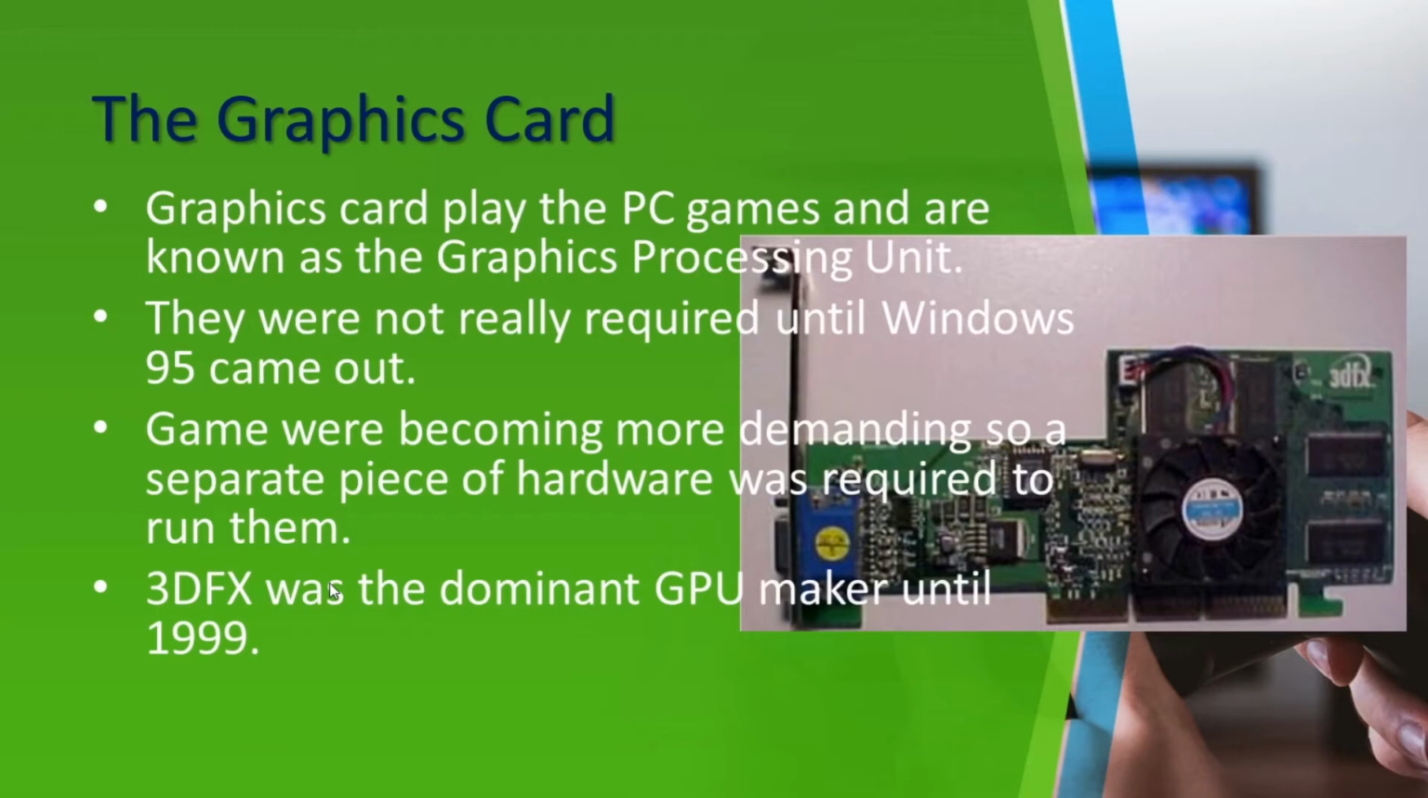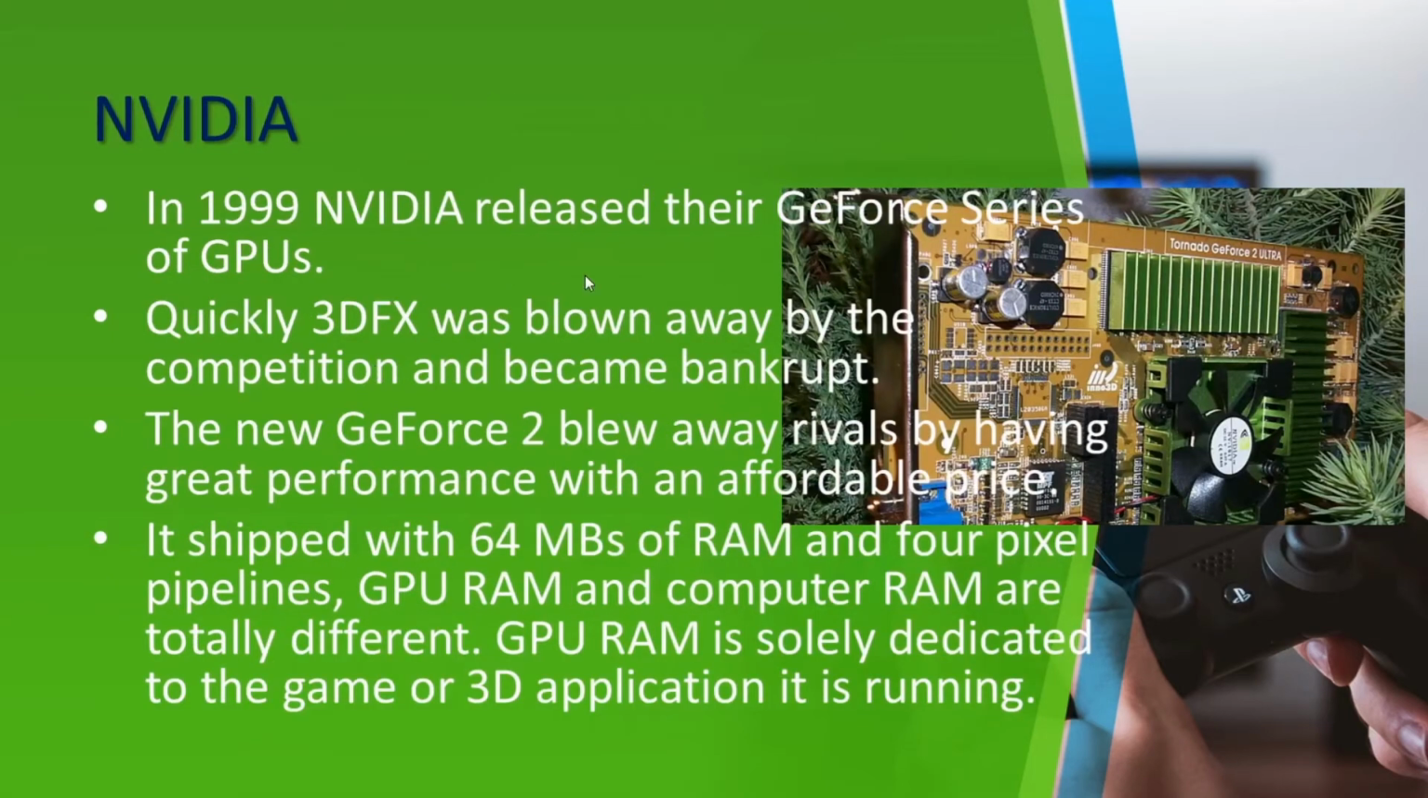The company 3DFX was the dominant GPU maker until 1999. Then came along NVIDIA. In 1999, NVIDIA released their GeForce series of GPUs. Quickly, 3DFX was blown away by the competition and went bankrupt. The new GeForce 2 blew away the rivals by having great performance at an affordable price. It shipped with 64 MB of RAM and 4 pixel pipelines. GPU RAM and computer RAM are totally different. GPU RAM is solely dedicated to the game or 3D application that is running.